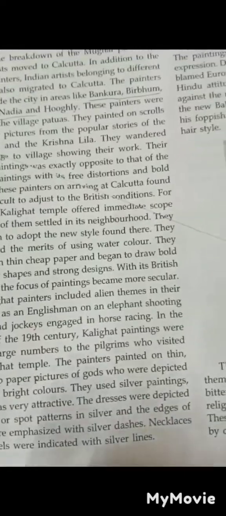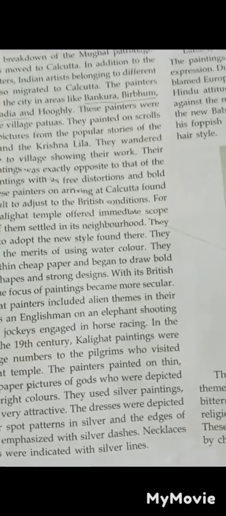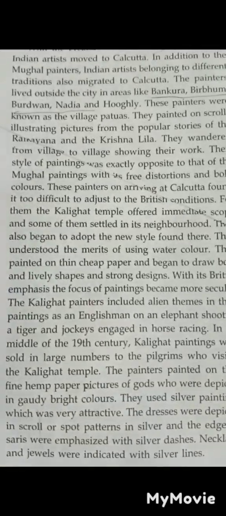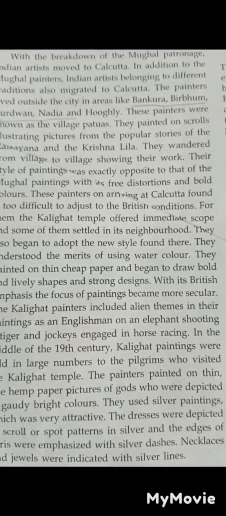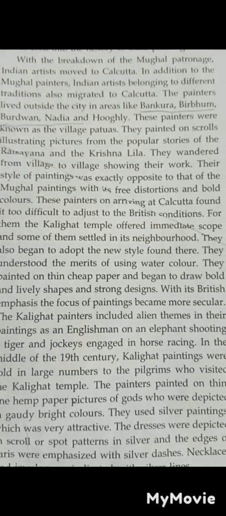Here you can see the Kalighat paintings were sold in large numbers to the pilgrims who visited the Kalighat temple. Painters painted on thin, fine handmade paper pictures of gods who were depicted in gaudy, bright colors. Gaudy means very bright colors, which is sometimes not liked by people. That much brightness is there. Okay, so they used silver paint, which was very attractive.